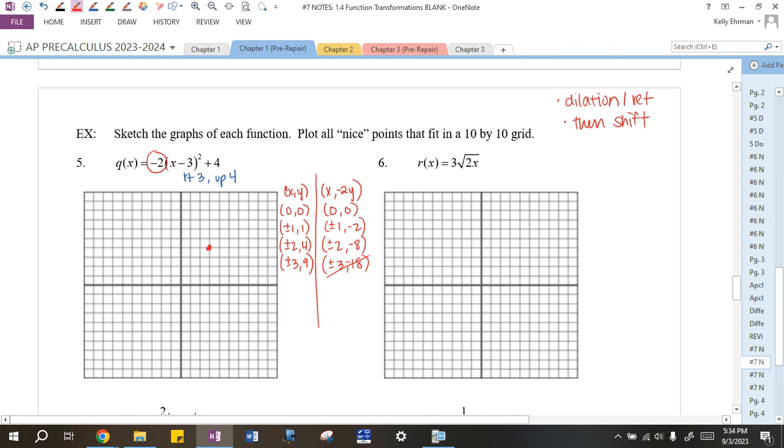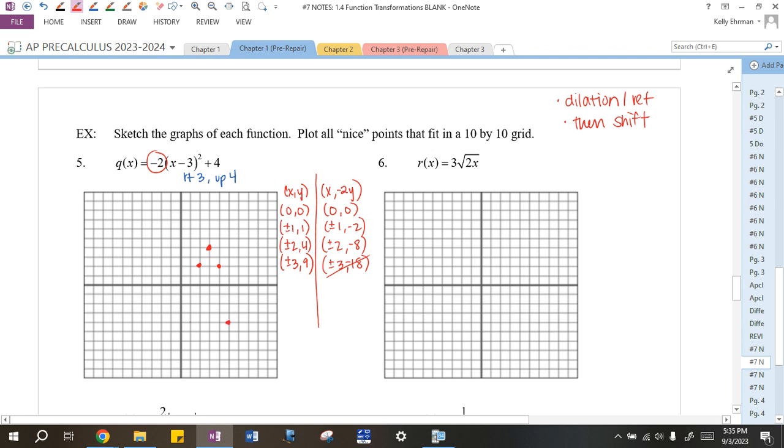Now, you can do that for every point, or if you have a negative 2x squared graph, you can kind of sketch the shape out of this, right? Like I know that normally the next point for negative x squared is over 1, down 1. If it's negative 2, it's going to be over 1, down 2 on either side. And the next one would normally be over 2, down 4, but it's going to be over 2, down 8.